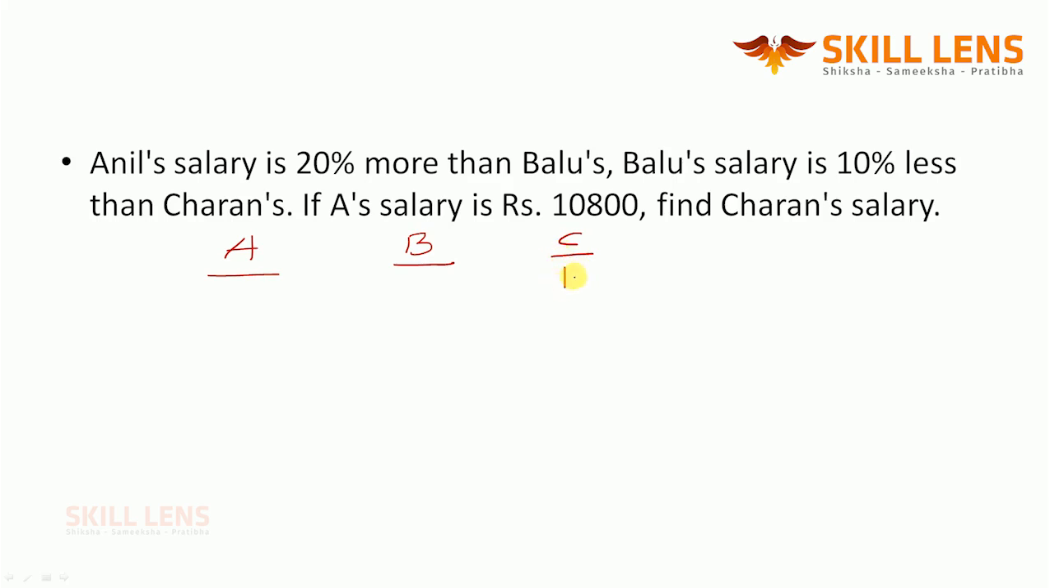If Charan's salary is 100, this is my assumption. If Charan is 100, Balu's salary is 10% less than that. What is 10% of 100? 10. 100 minus 10 is 90. If Charan is getting 100, Balu will get 90. When Balu is getting 90, how about Anil? Anil's salary is 20% more. In 90, 20% more, 20 by 100, that gives 18 extra. 90 plus 18 is 108.